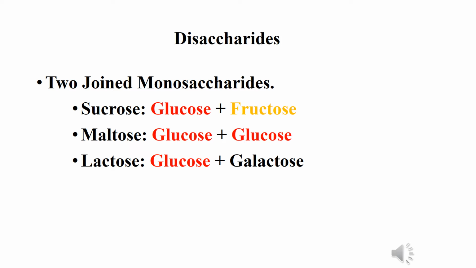Moving to the next part is disaccharide. They are formed by the joining of two monosaccharides. So here is an example for disaccharide sucrose. It is formed by the fusion of glucose and fructose. Next one is maltose, formed by the fusion of glucose monomers, and lactose, formed by the fusion of glucose and galactose.